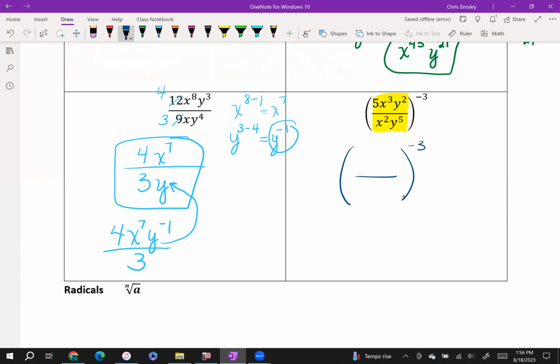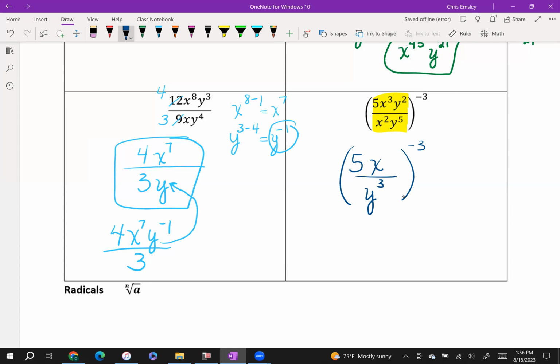Look inside here. Well, there's a 5 on top and no other coefficients, so I can't cancel that with anything or reduce it with anything. It's just going to stay there. My x's, I have x's on the top and the bottom, so I can subtract those exponents. X to the 3 minus 2 is x to the 1st power. And same thing with our y's. We can subtract those exponents. 2 minus 5 is negative 3. So y to the negative 3 means I'm going to have y cubed on the bottom.